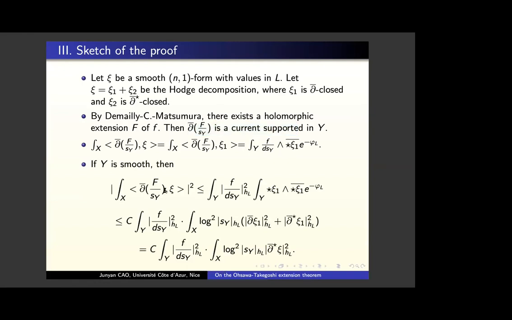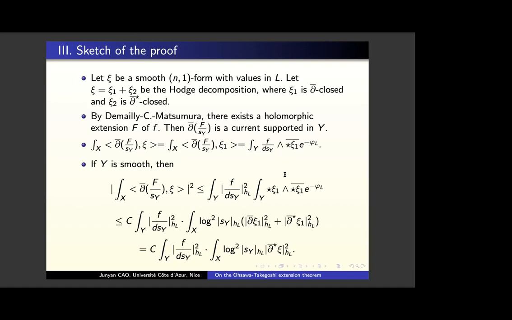Now here we assume that Y is smooth. In the smooth case, let us see how we can prove the Ohsawa-Takegoshi extension theorem. In the smooth case, we know that by using this equality, this integral is equal to this integral, and by using the Cauchy inequality, this integral is controlled by the product of the L2 norm of F times this term. As we explained before, if Y is smooth, then this L2 norm is equivalent to the L2 norm of small f with respect to the smooth metric. So therefore, in case one, Y is smooth, this term is finite.